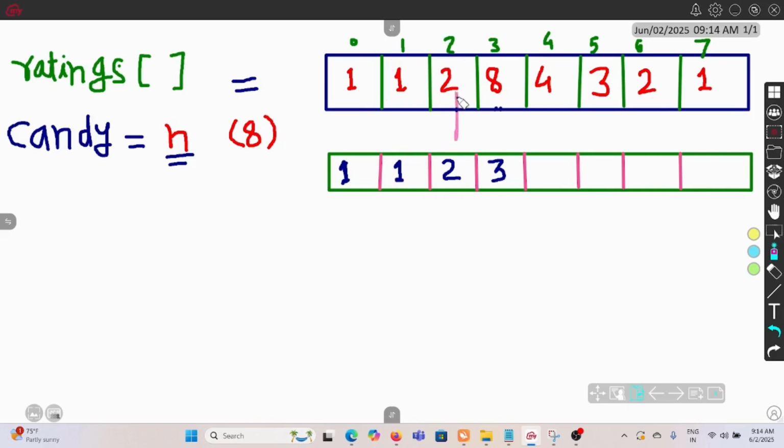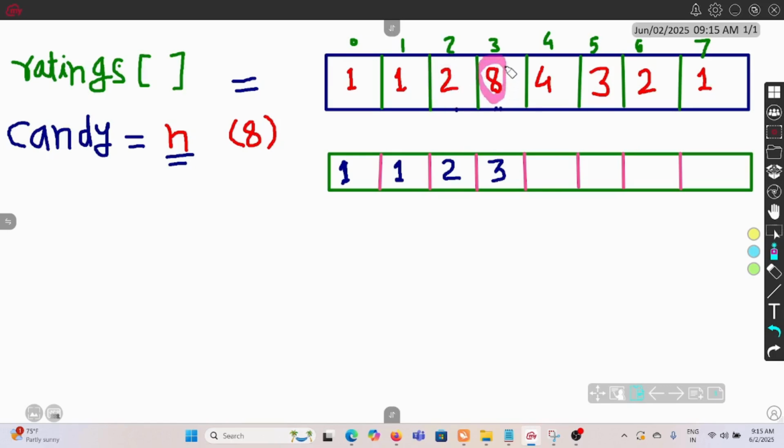Now if we talk about this guy, rating 2. The right side guy has the higher rating, but the left side has the smaller rating. So this guy got 1 candy, then this guy can get two candies because it has the higher rank. But the right side guy has a further higher rating than this, so this guy with 2 candies, the condition is now satisfied.